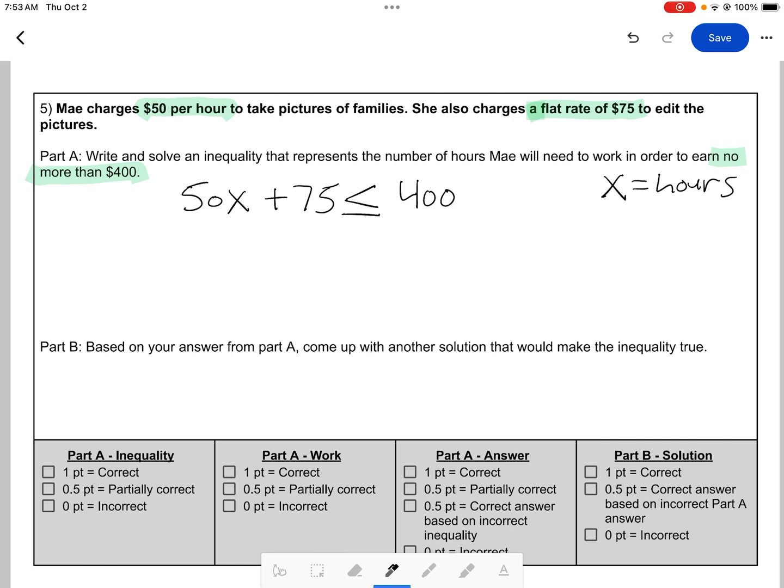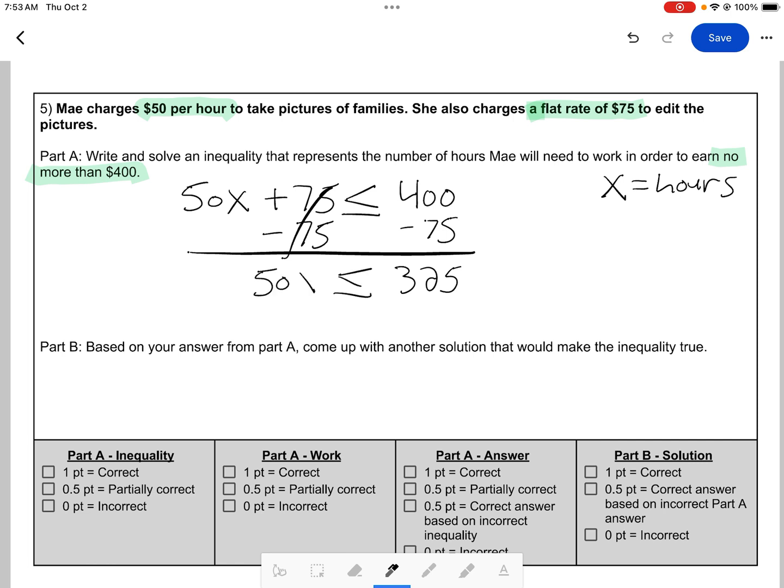Okay. All right, so now I'm going to go ahead and solve the inequality. So I'm going to subtract 75 on both sides. 400 minus 75 is 325. Bring down your inequality sign. Bring down the 50x. Now I need to divide both sides by 50. 325 divided by 50 is 6.5. So my answer here is X is less than or equal to 6.5. And we can use our label, 6.5 hours.